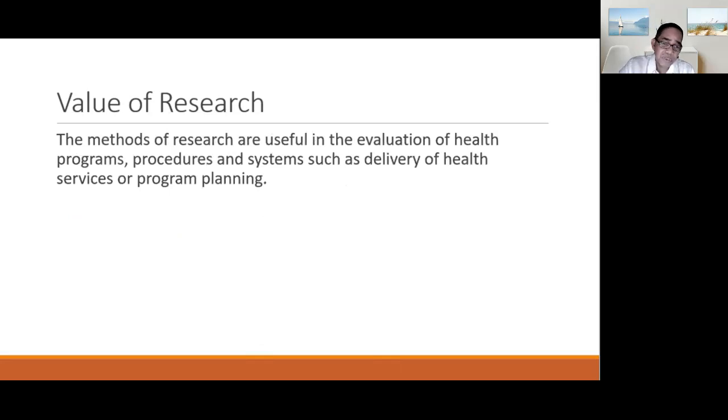The methods of research are useful in the evaluation of health programs, procedures, and systems such as delivery of health services, or program planning. Well, in medicine, there are a lot of uses of research. But in medicine, we want to focus on the evaluation of health programs that will aid in the delivery of health services and program planning.